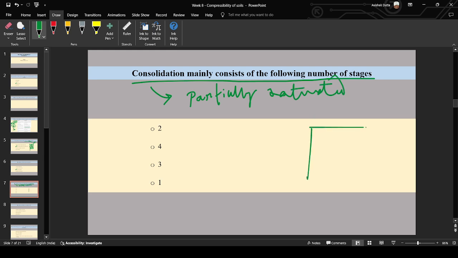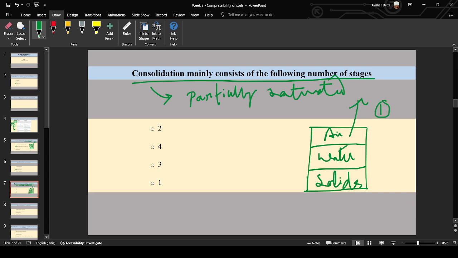Now in this case, I'll again draw the three-phase diagram which consists of air, water, and solids. Air, water, and solids. So in the first case, in initial consolidation, air gets expelled out. Next, obviously, water has to get expelled out. This will be stage 2.